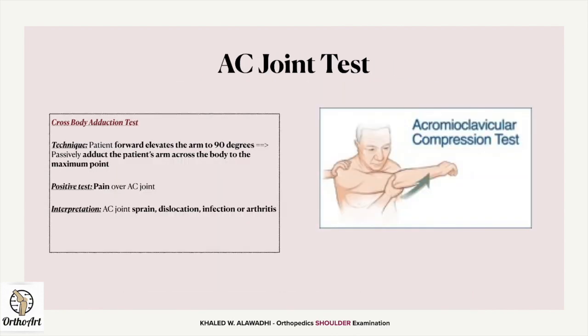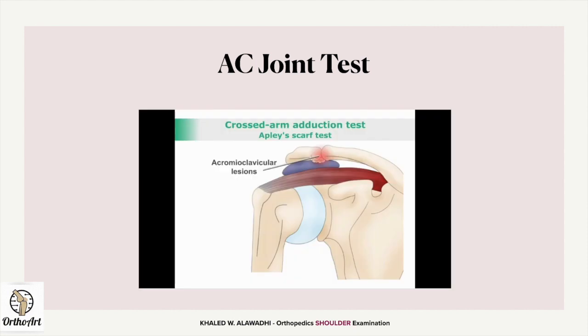Then finally we have the acromioclavicular joint test. It's a simple test, the crossbody test. From its name, we flex the shoulder to 90 degrees, then adduct it across the body as much as you can to the maximal point. A positive sign is that the patient will have pain or discomfort at the acromioclavicular joint. So either there's infection at that area, sprain, dislocation, or arthritis.